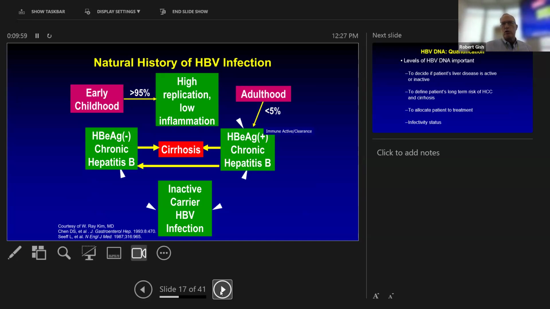Same thing in the US. 2.4 million people with hepatitis B, less than 400,000 have been treated. And maybe half of those who have been treated are actually on treatment today.